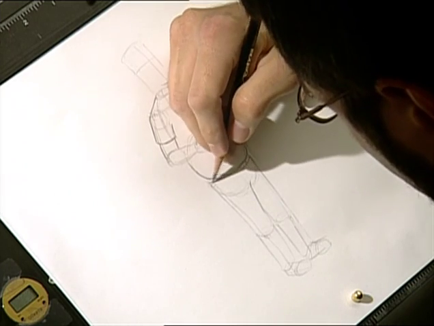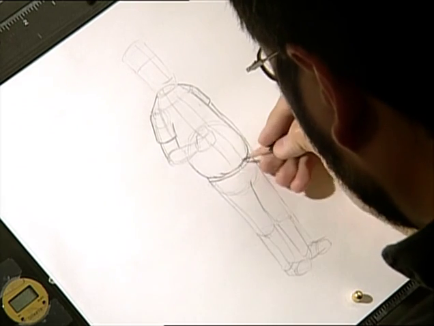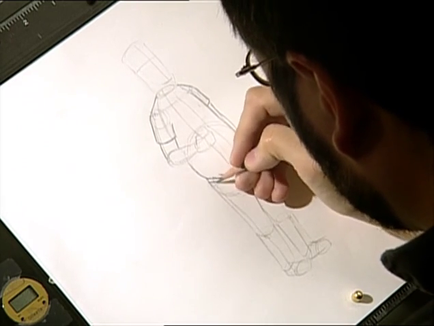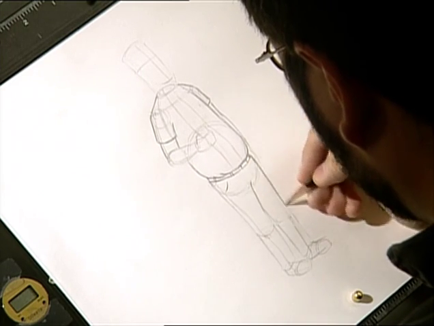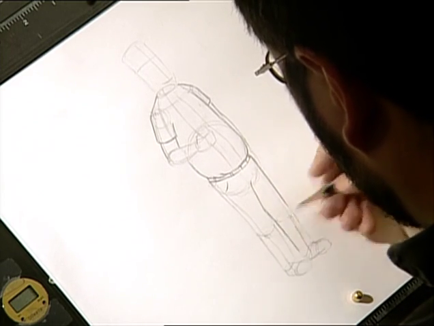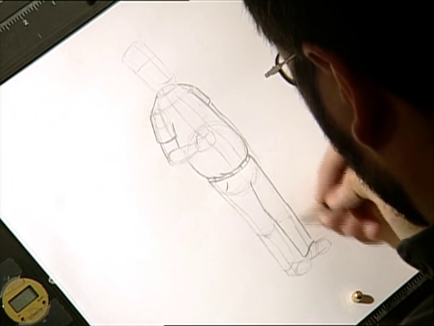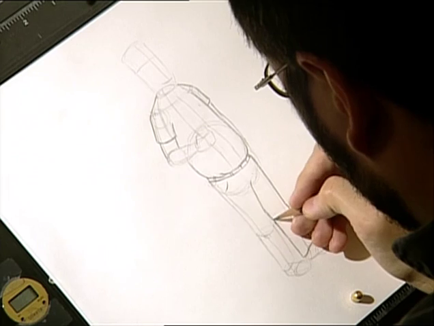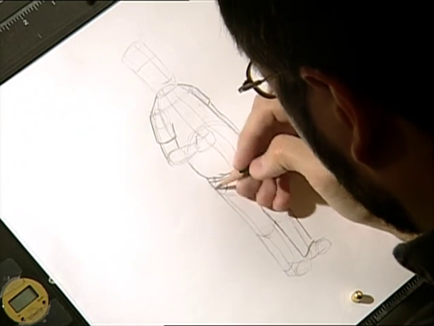Then we indicate his belt by following essentially the same line as the bottom of his stomach. Then a couple of belt loops there, there, and there. Hank has pockets. Bottom of his pants kind of come up over his shoe a little bit. I like to put a little fold in the back of his knee just so you can see where it bends. It's just ever so slight.